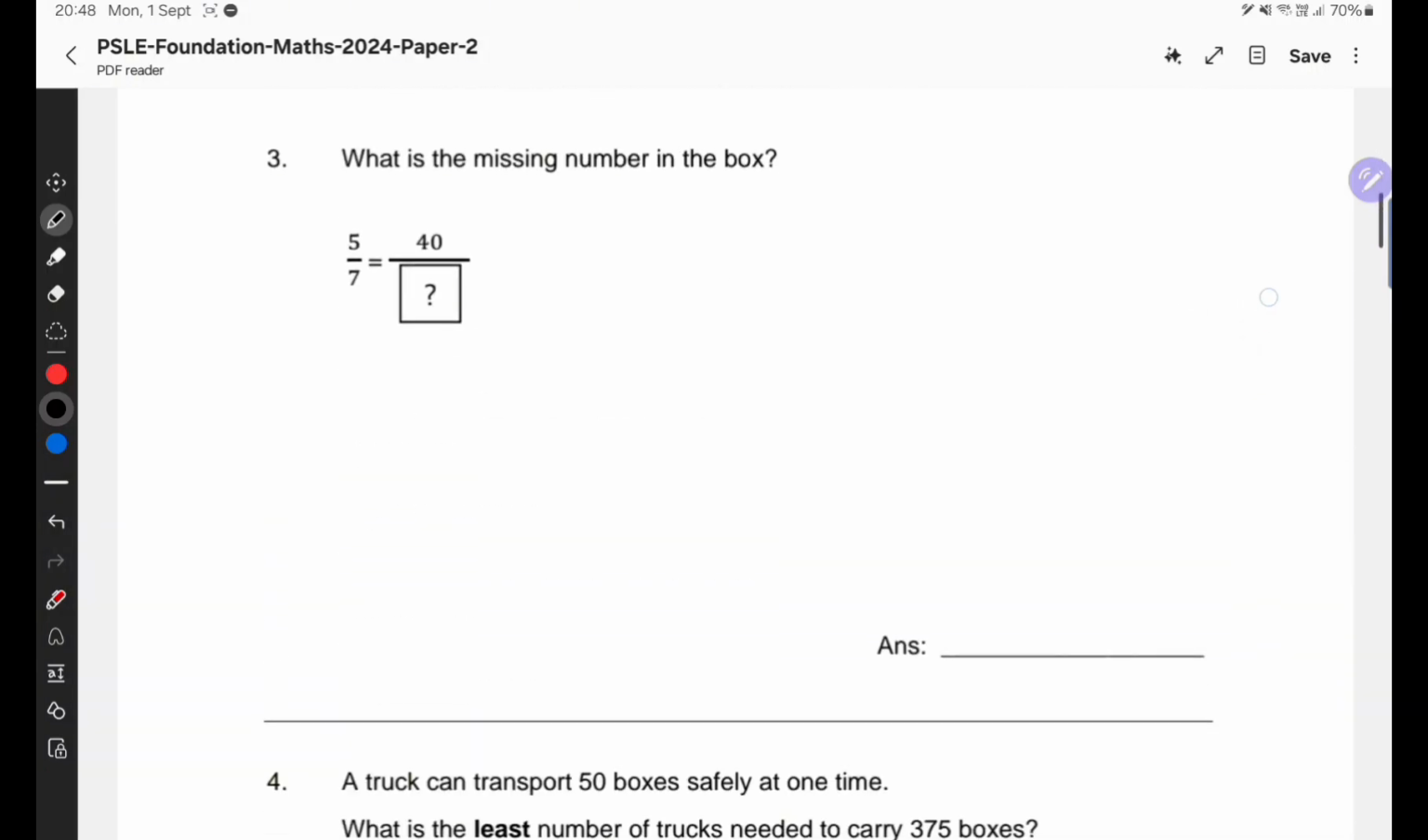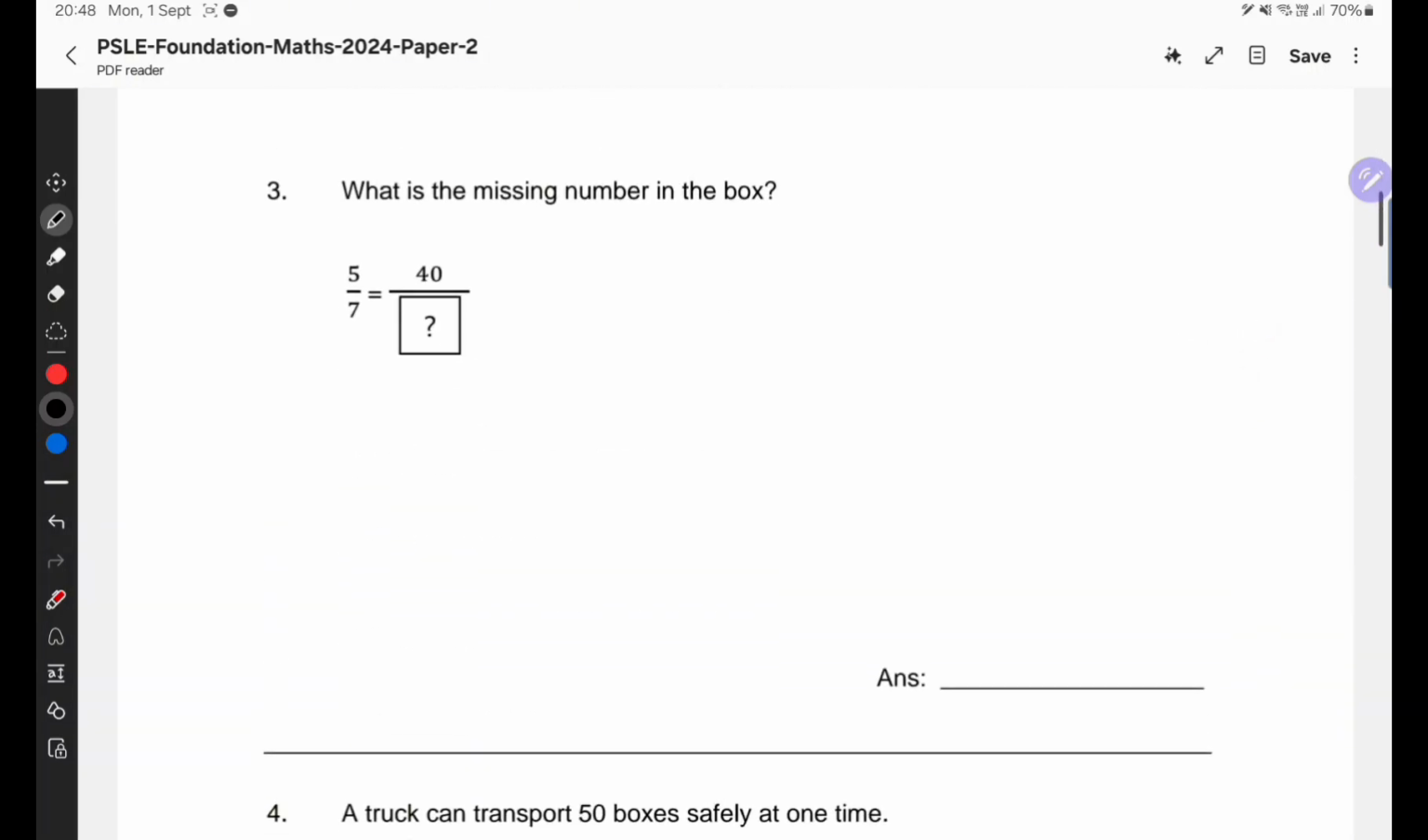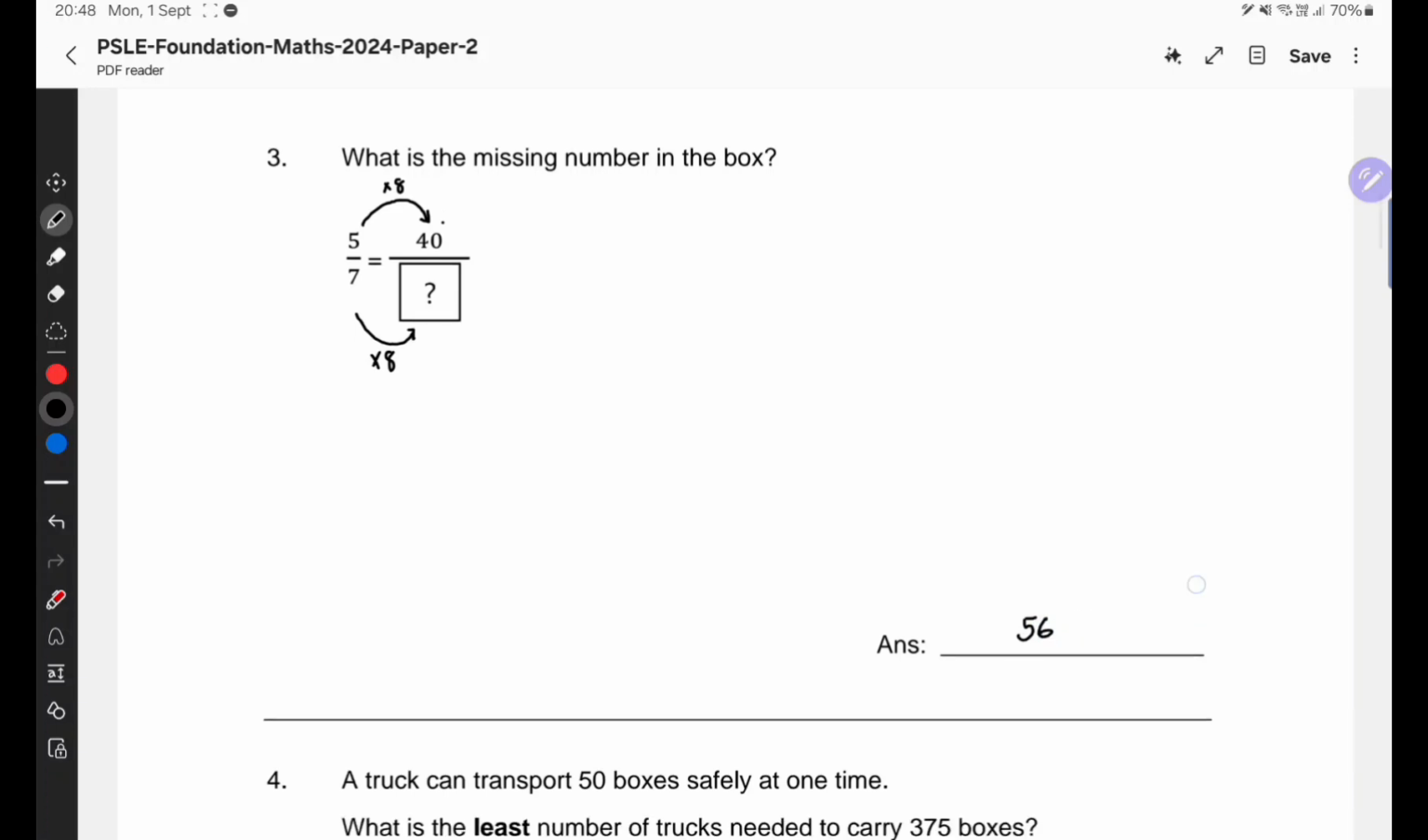Alright, moving on to question 3. What is the missing number in the box? So we can see that we have 5 to 40. Basically, what times 5 gives me 40. Okay, so 5 times 8 will give me 40. So over here, we also need to do 7 times 8, which gives us 56. And this is our final answer.